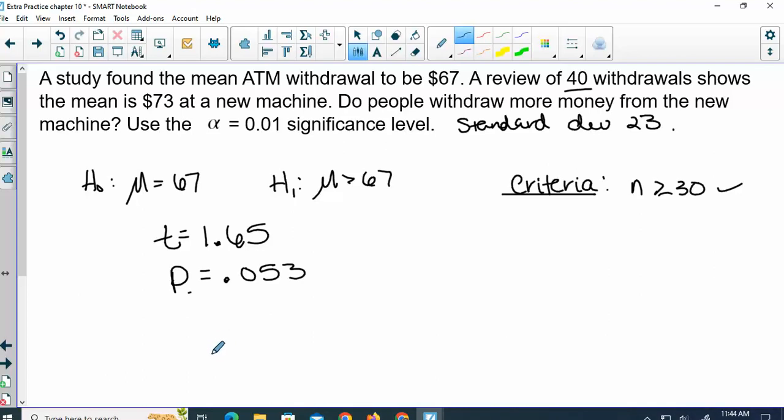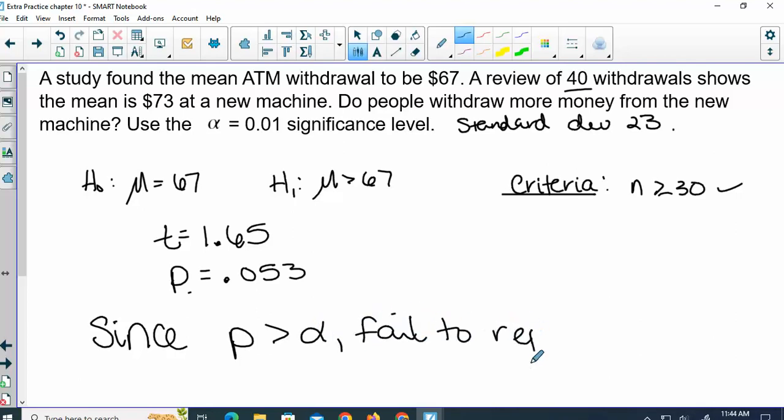So, do we reject or not? No. When do we reject? So since p is greater than alpha, we fail to reject. All right, if I asked you to write me a sentence for a conclusion, what would you say? There is not enough evidence to reject the null. There's basically not enough evidence to conclude that people are withdrawing more money at the new machine.